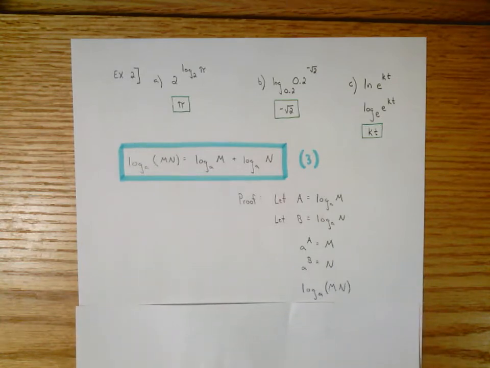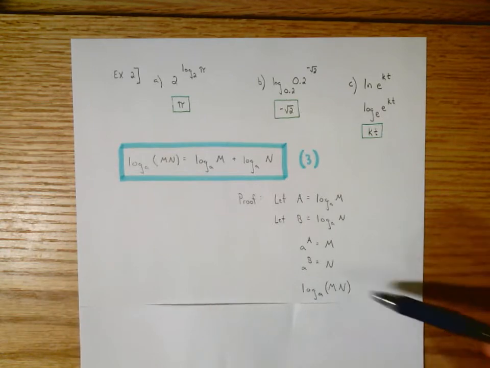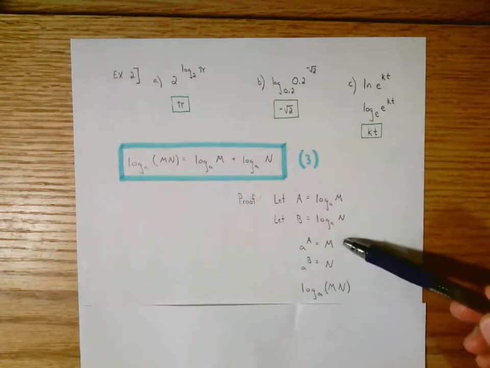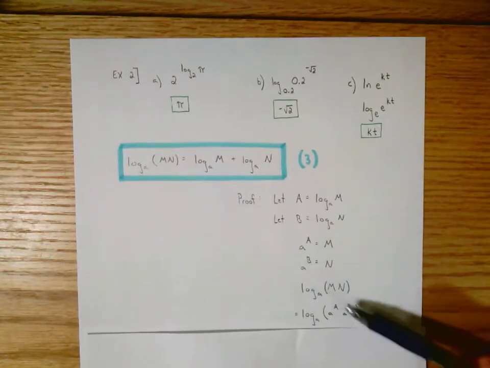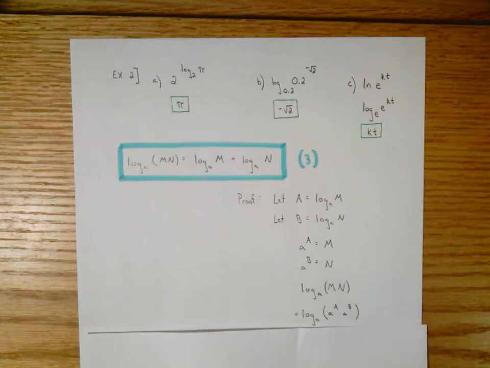Now I'm going to look at the left-hand expression in the original property, log base a of mn. Well, we have just said that we know the values of m and n, and so by substitution I can replace m with a to the capital A power, and I can replace n with a to the capital B power.